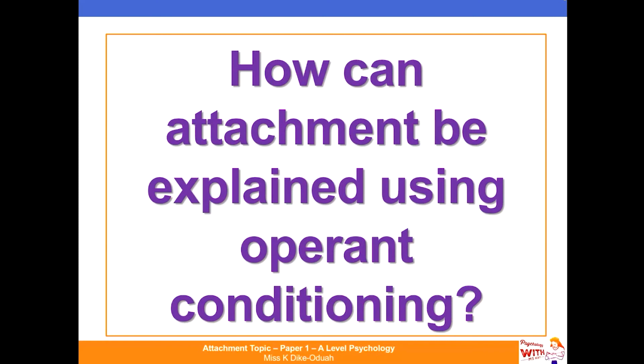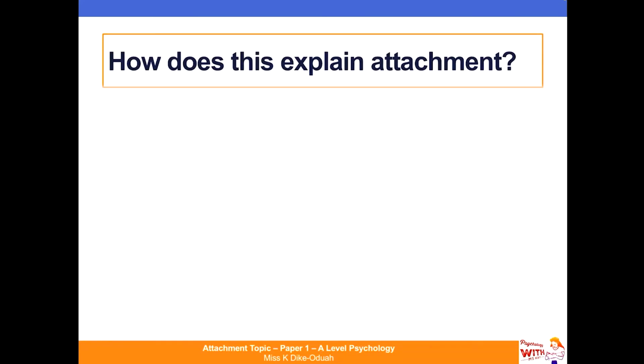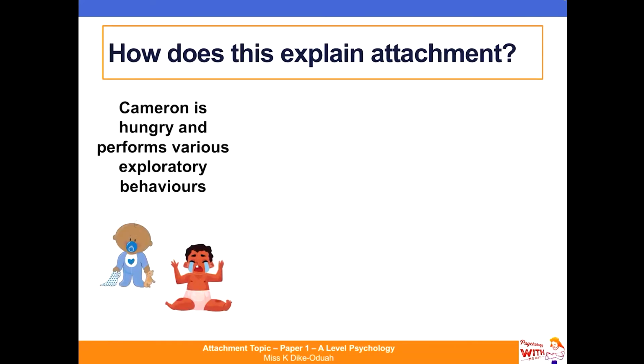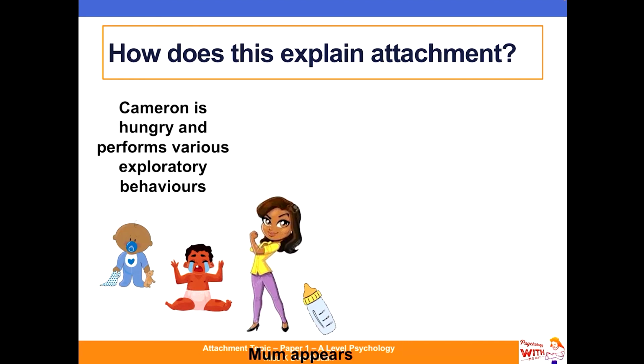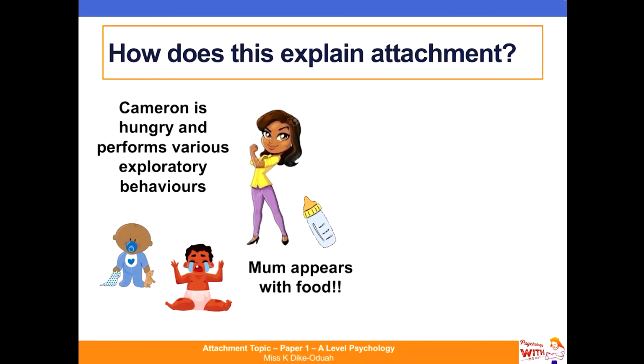So how can attachment be explained using operant conditioning? Well, I used an example when I was talking about negative reinforcement there. But let's have a look at a few others. So look at Cameron. Cameron is very, very upset. He's hungry and he performs various behaviors such as crying. After crying, Cameron's mother then appears with food.